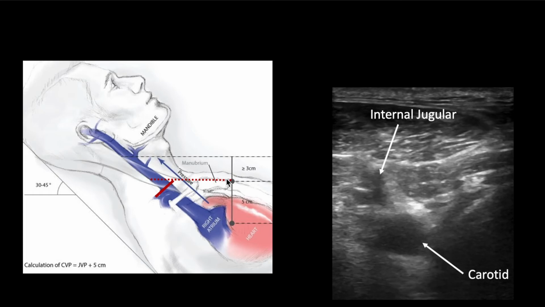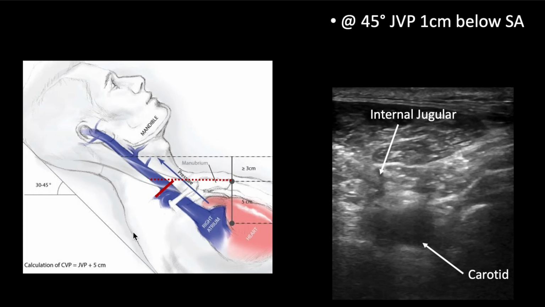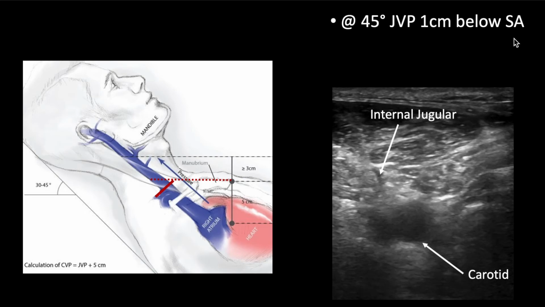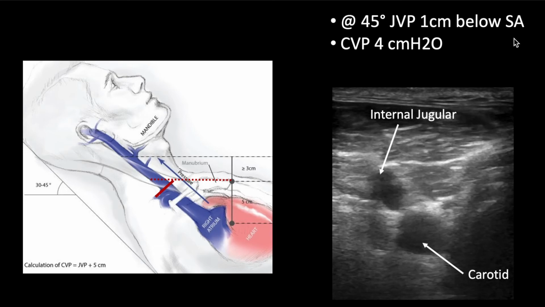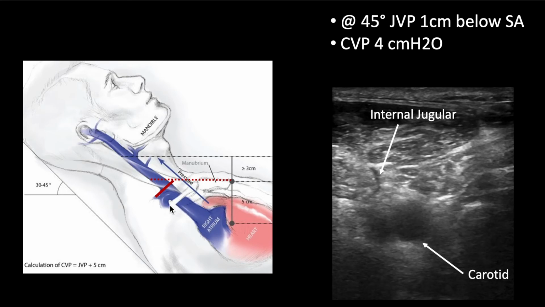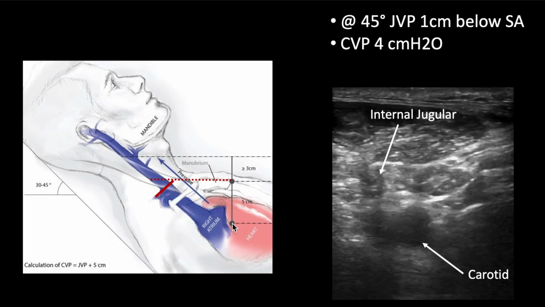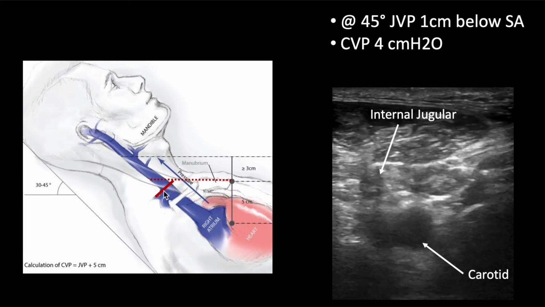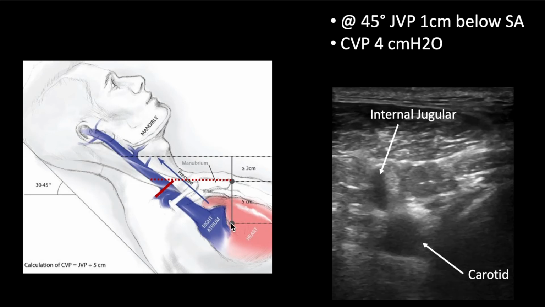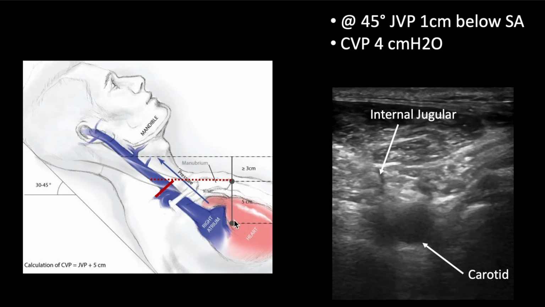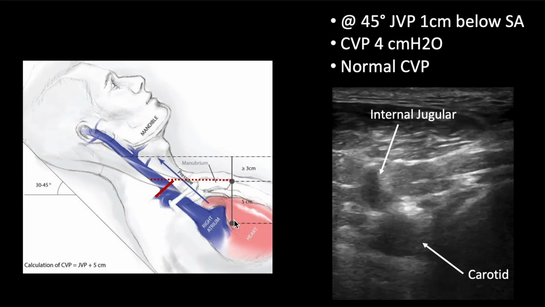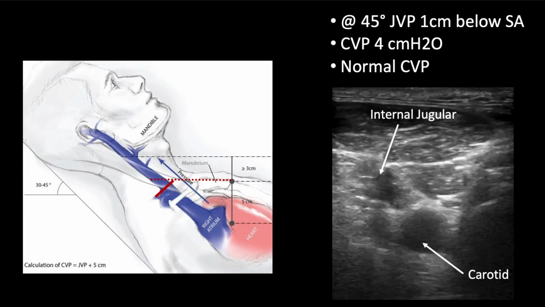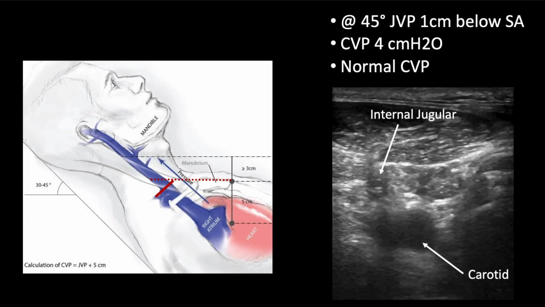So the way I would report this in my notes is I would say at a 45-degree angle, the JVP is 1 centimeter below the sternal angle. In other words, his central venous pressure is 4 centimeters of water, because if you subtract 1 from 5, the right atrium is approximately 5 centimeters below the sternal angle, and we find our jugular venous pressure 1 centimeter below that, so his central venous pressure is 4 centimeters of water, which is very normal. This does not look like CHF or high right atrial pressures driving this patient's lower extremity edema.